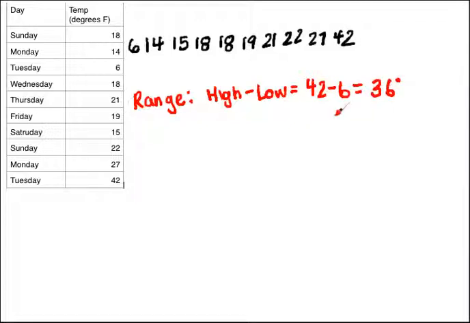What that's telling us is that over this 10-day forecast, the temperatures range by 36 degrees from 6 all the way up to 42. The second thing that we're going to talk about is an interquartile range.